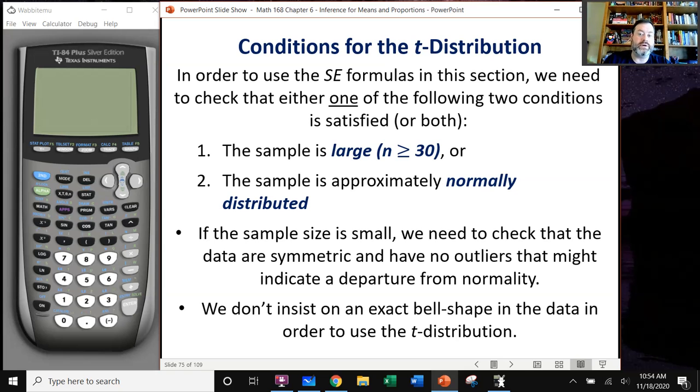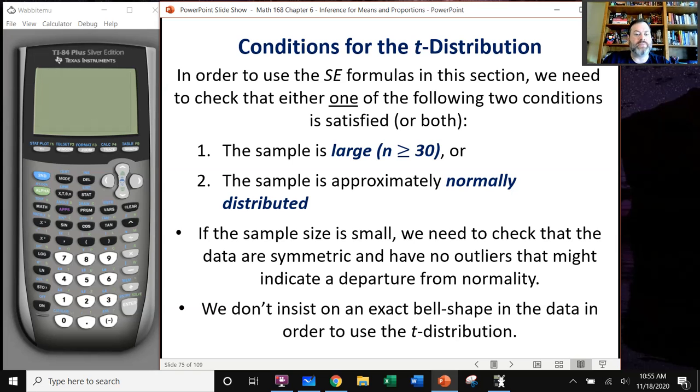And then in 2, the sample is approximately normally distributed. So if the sample itself is bell-shaped, it doesn't matter if the sample is large. So what we have to remember is that the only real condition is condition 2. That's the one we're really checking. But when the sample is large, the distribution of sample statistics becomes more or less bell-shaped. So it doesn't matter if the sample is normally distributed.